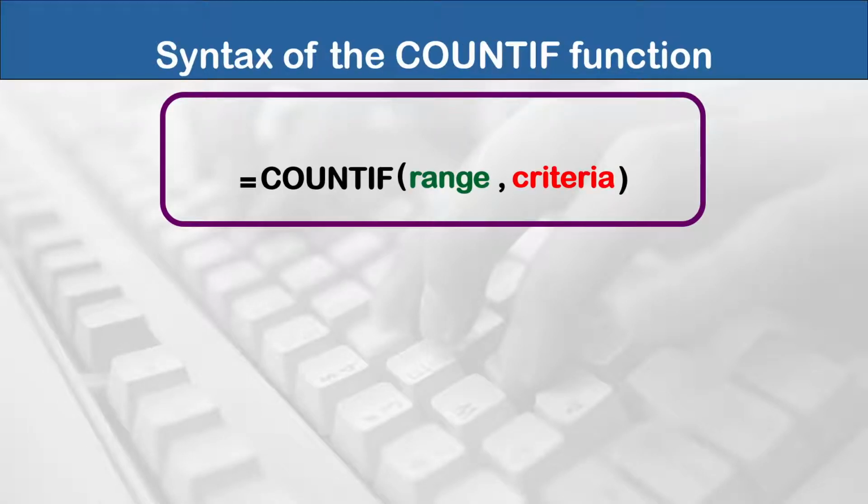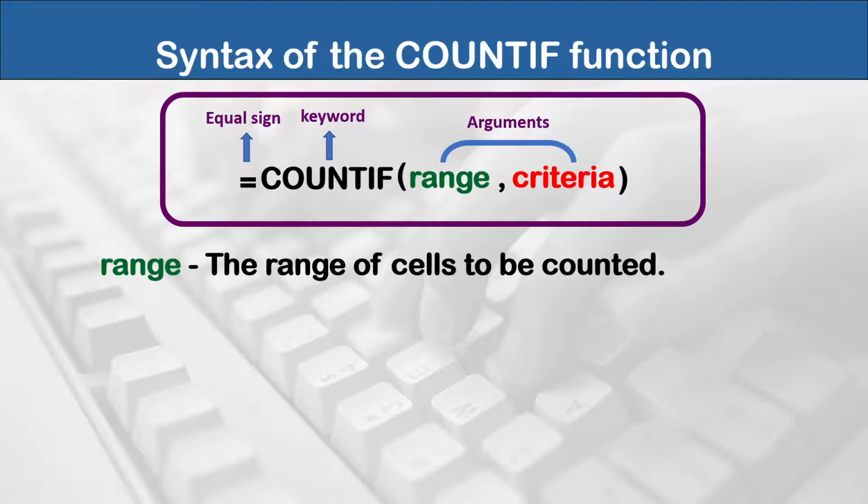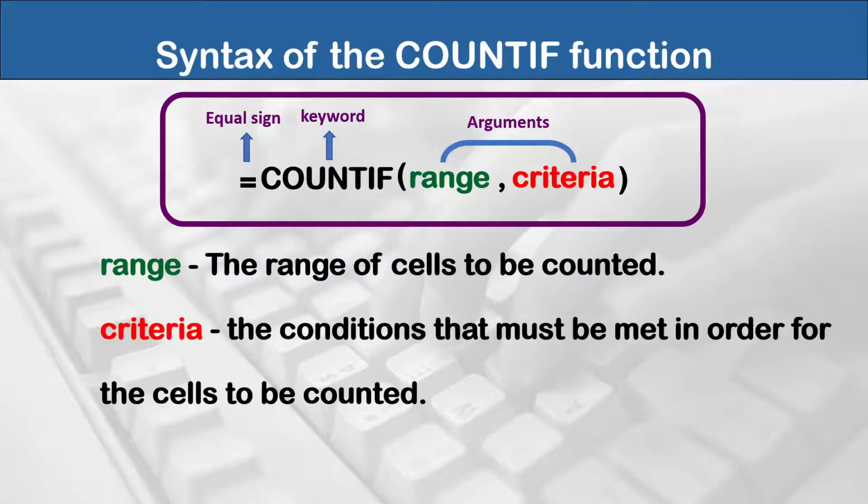The Countif function is simple and straightforward. It starts with an equal sign followed by the keyword Countif. Inside the open and closed parentheses, we have two arguments, range and criteria. The range refers to the range of cells to be counted. The criteria refer to the conditions that must be met in order for the cells to be counted.